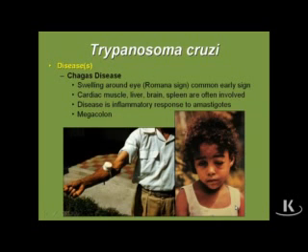Now, the disease is called Chagas disease. And one of the early signs of Chagas disease is called Romaña's sign, which is some periorbital swelling. So that's a common early sign of Chagas disease.